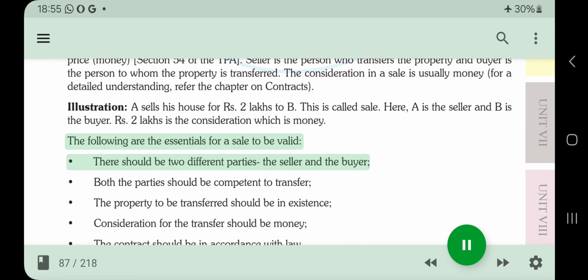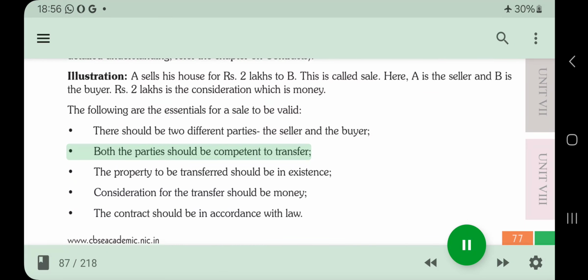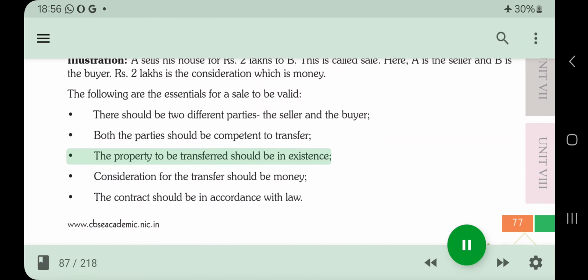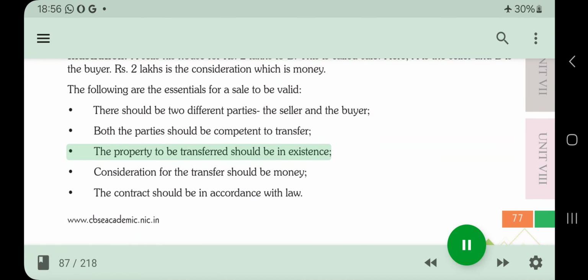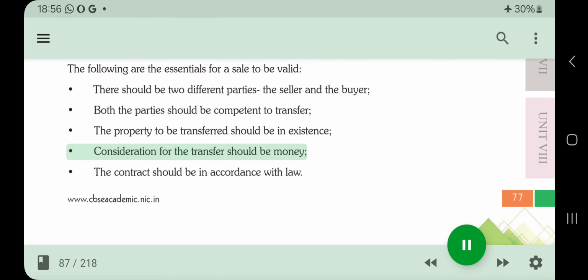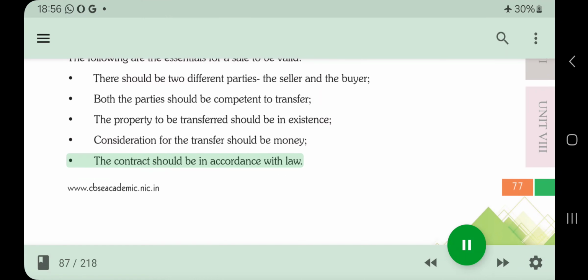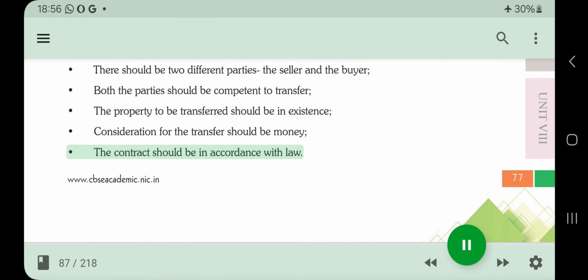The following are the essentials for a sale to be valid. There should be two different parties, the seller and the buyer. Both the parties should be competent to transfer. The property to be transferred should be in existence. Consideration for the transfer should be money. The contract should be in accordance with law.